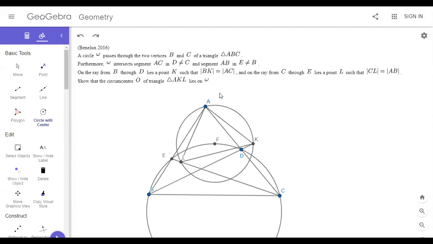Oh, but is it side angle side? Let's see. BK is equal to AC, and CL is equal to AB. So side angle side. Yeah. Okay. So that's why AKL is isosceles, because BKA is congruent to ACL.